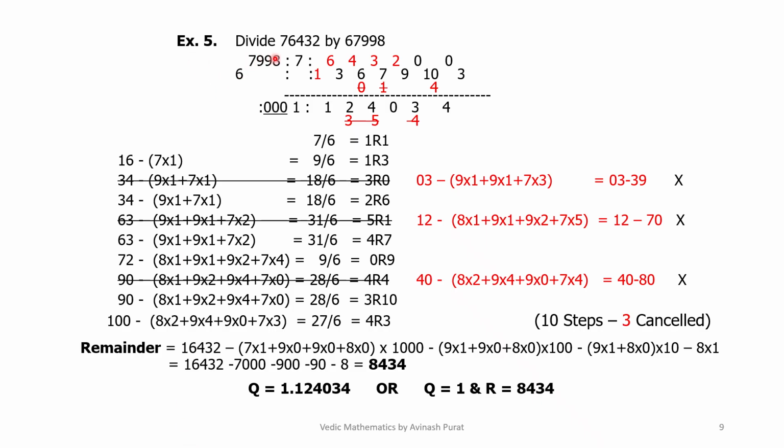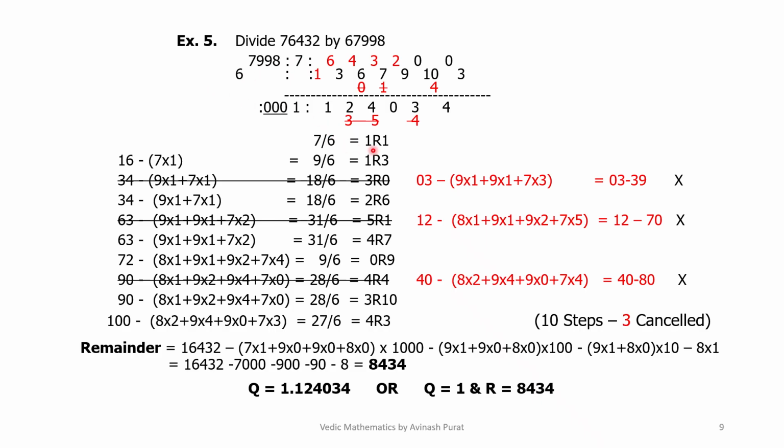Example 5: divide 76432 by 67998. 6 is the first divisor, and 7998 is the Dhvajank, a 4-digit Dhvajank. So the 4 digits of the dividend, 6432, are taken after the decimal point. Now we go for division.